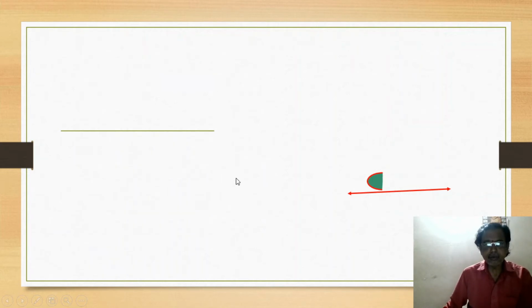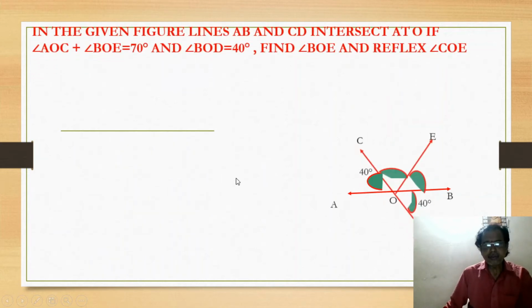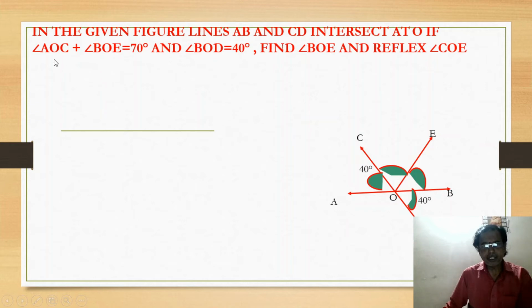Okay, now one more interesting sum. In the given figure, lines AB and CD intersect at O. Okay, children, AB and CD intersect at O, and here OE is another ray. Also given that AOC plus BOE is 70 degrees. The total of AOC and BOE is 70 degrees, and angle BOD is 40 degrees. Find the BOE and also the reflex of COE. Okay, reflex of COE. Let us see one by one.